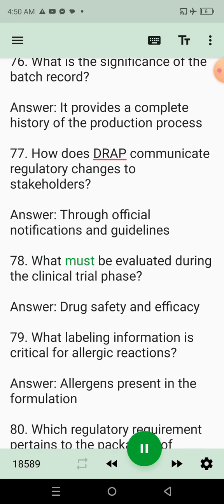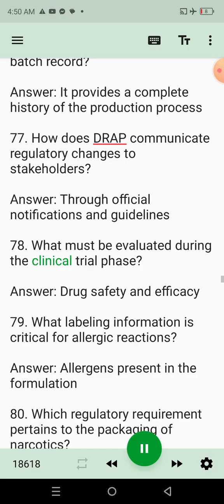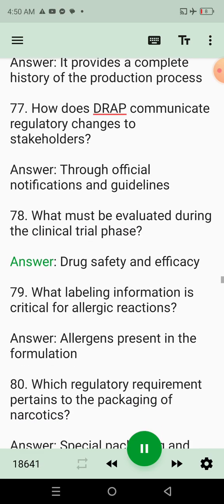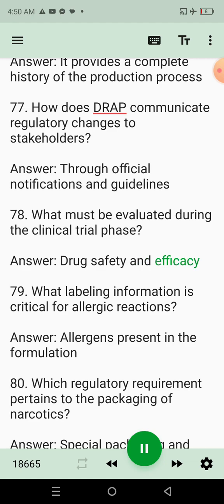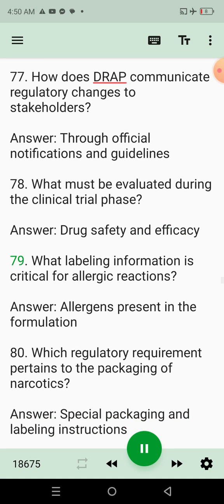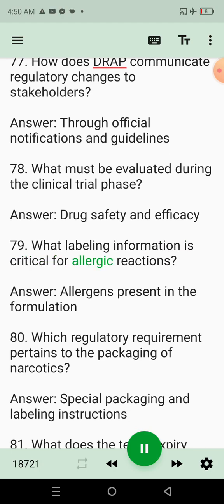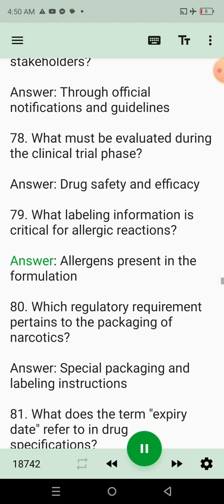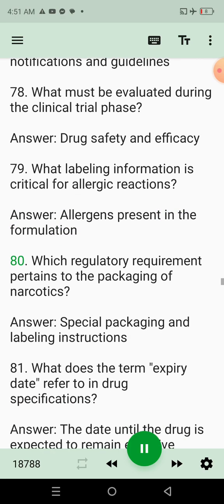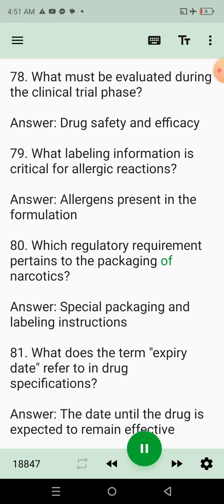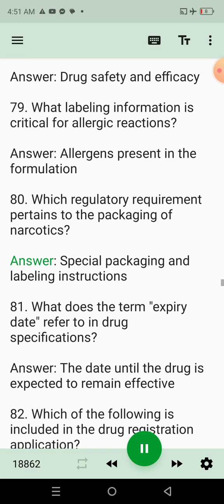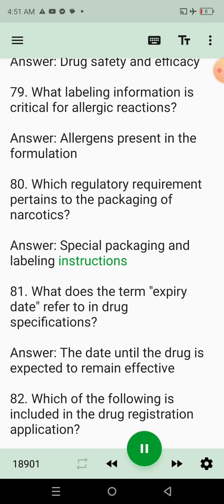78. What must be evaluated during the clinical trial phase? Answer. Drug safety and efficacy. 79. What labeling information is critical for allergic reactions? Answer. Allergens present in the formulation. 80. Which regulatory requirement pertains to the packaging of narcotics? Answer. Special packaging and labeling instructions.